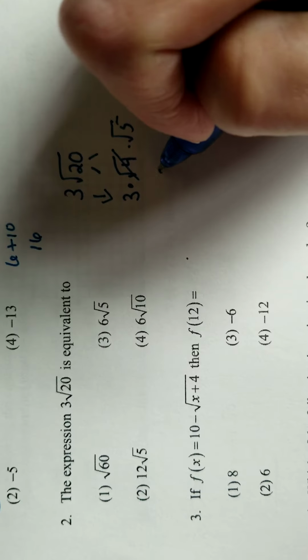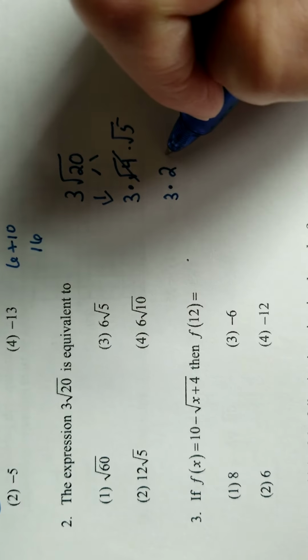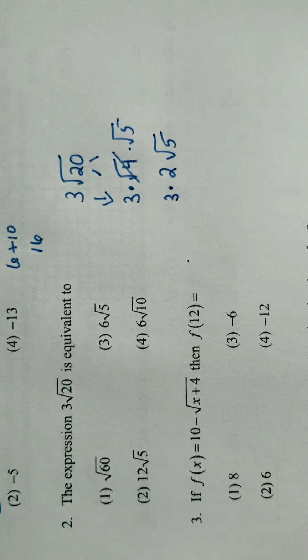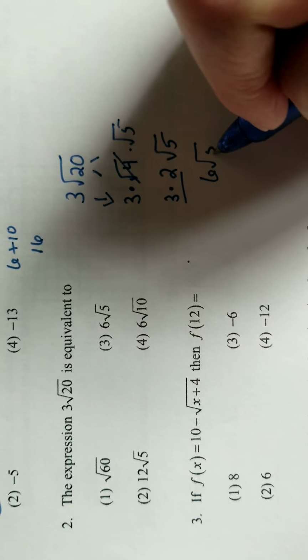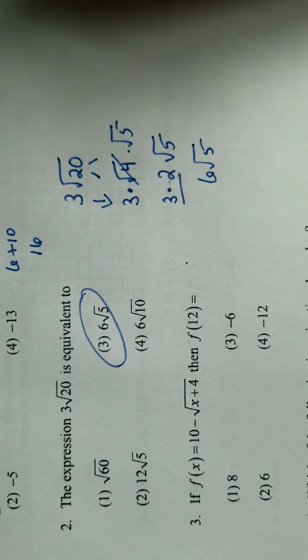The square root of 4 is actually 2, so it'll be 3 times 2 times the square root of 5. Multiply the two numbers out in front. 3 times 2 gives you 6 square root of 5. That'll be number 3.